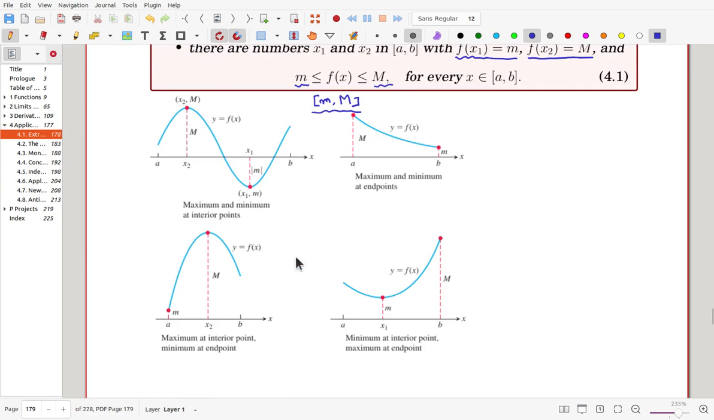Let's see these example figures. For this function y equals f of x, at x1 is the minimum value and at x2 the maximum value. So maximum and minimum are at interior points, and sometimes maximum and minimum can happen at endpoints. At a the maximum value, at b the minimum value. Sometimes the maximum is at an interior point and the minimum at an endpoint. And the other way, the minimum at an interior point and the maximum at an endpoint. So the maximum and minimum can happen at interior or endpoints.